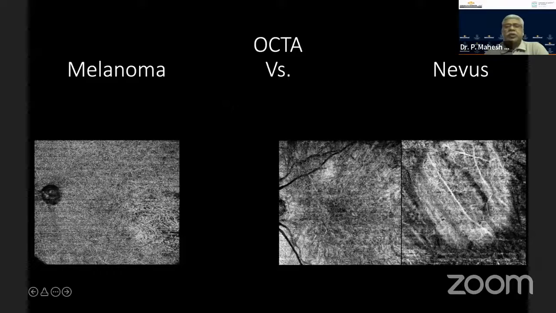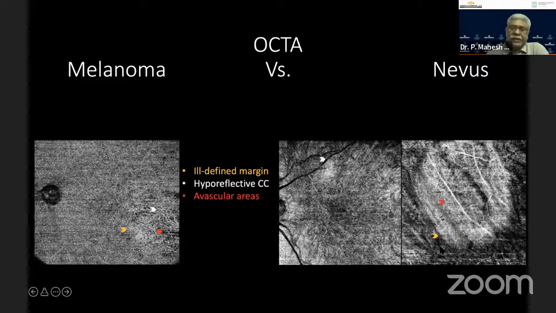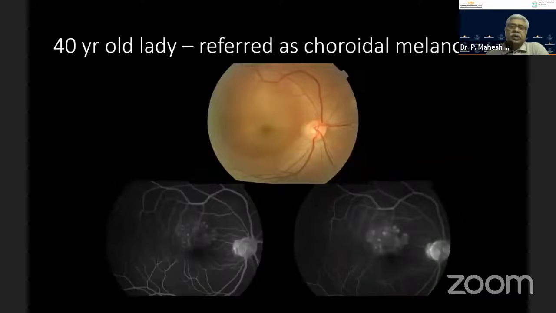So another utility of OCTA is to help differentiate between melanoma and the nevus. You can see this is a melanoma. So melanoma has an ill-defined margin. In contrast, nevus has a sharply defined margin. And there is a hyporeflective choriocapillaris in melanoma, and the avascular areas are more in the melanoma, and choroidal vascular changes are also there in the melanoma. So any nevus which is converting to a melanoma, you can differentiate by using the OCTA.